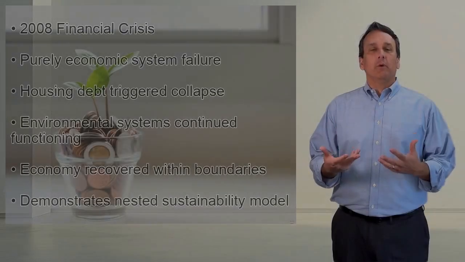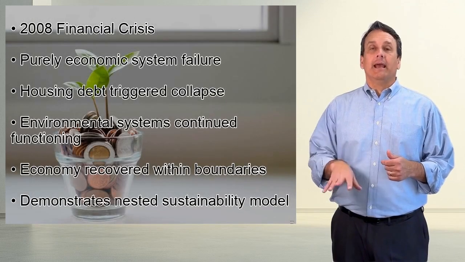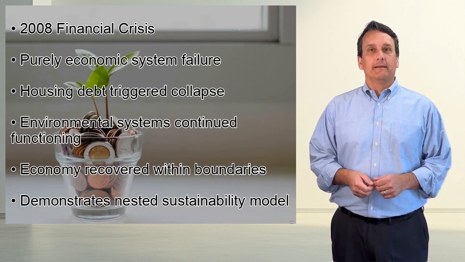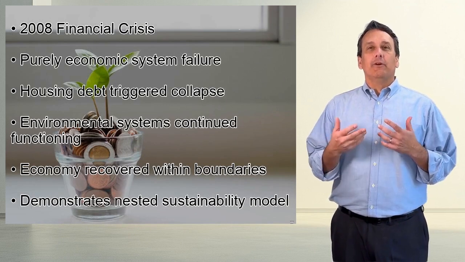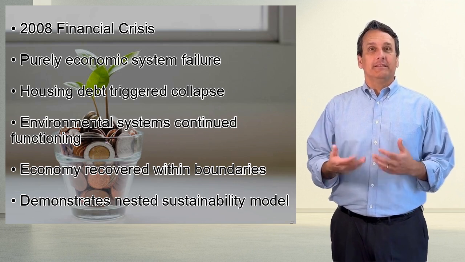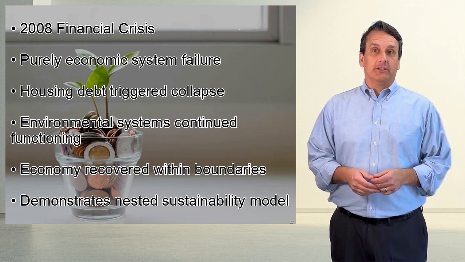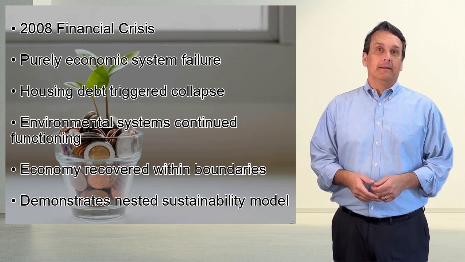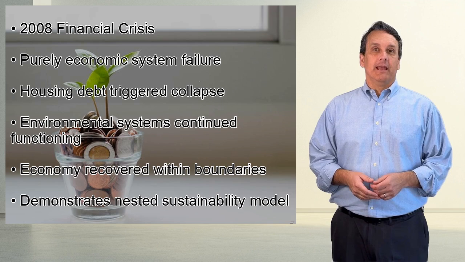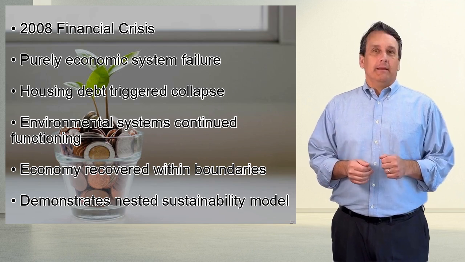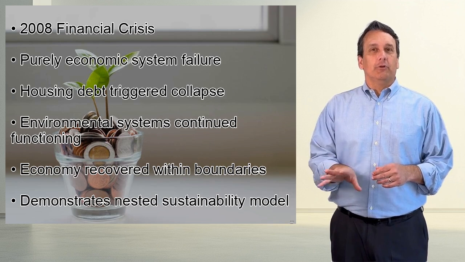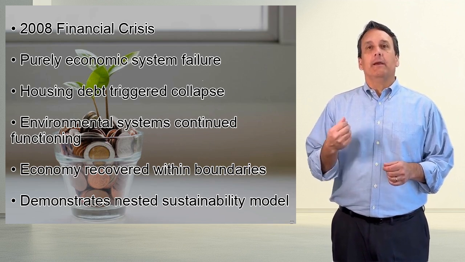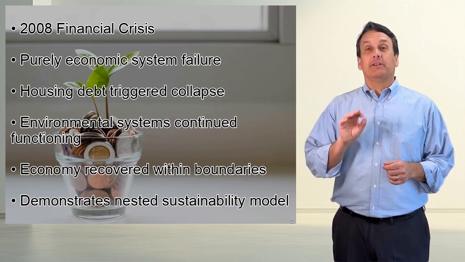The 2008 global financial crisis illustrates how economic systems can fail without triggering environmental collapse. This crisis originated from purely financial and regulatory factors: unsustainable housing debt, risky speculation in mortgage securities, and inadequate oversight of banking practices. When the housing bubble burst, it triggered economic contraction that spread globally, causing widespread unemployment, foreclosures, and business failures. Yet throughout this severe economic downturn, environmental systems continued functioning normally.